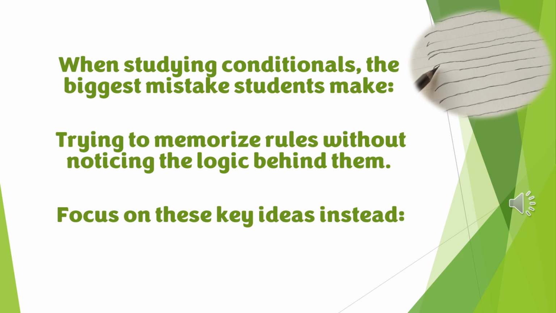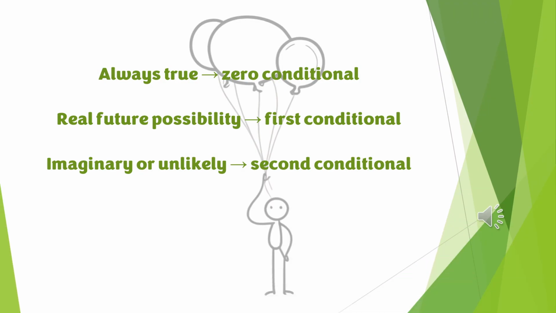When studying conditionals, the biggest mistake that students make is trying to memorize the rules without noticing the logic behind them. Focus on these key ideas instead. If you want to talk about something that is always true, use the zero conditional. If the topic is a real future possibility, use the first conditional. If you are imagining or talking about something unlikely, you use the second conditional.